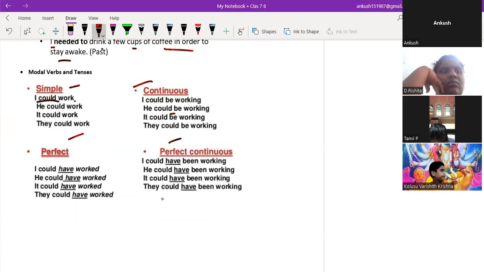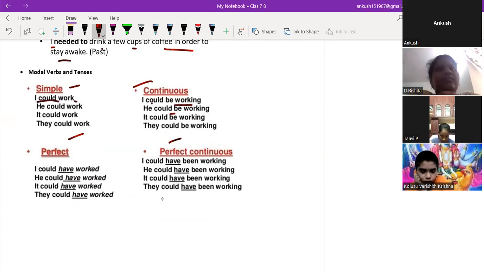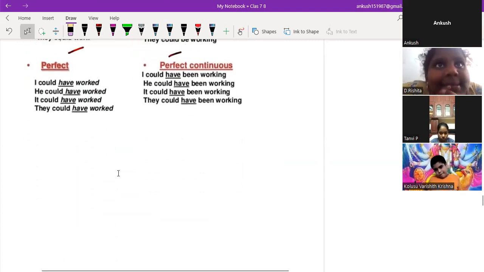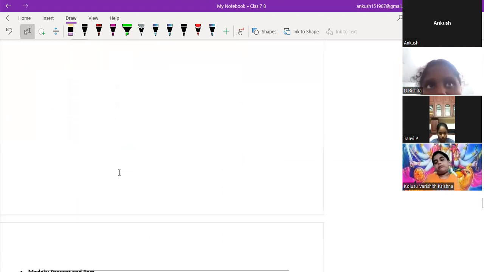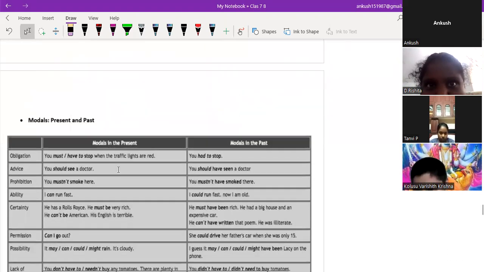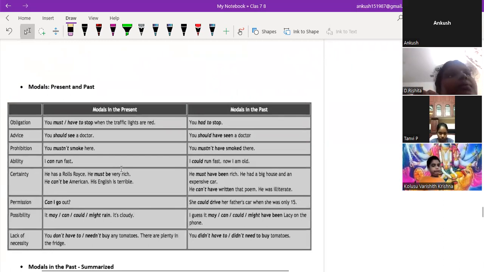Like I could work, I could be working. Suppose you want to make it continuous in the past. So after could, you'll have to use be, and after that the ing form. He could work, he could be working. It could work, it could be working, they could work, they could be working. I could have worked, I could have been working. Such things you may use with modals, or such sentences you may create, or you may write over there.